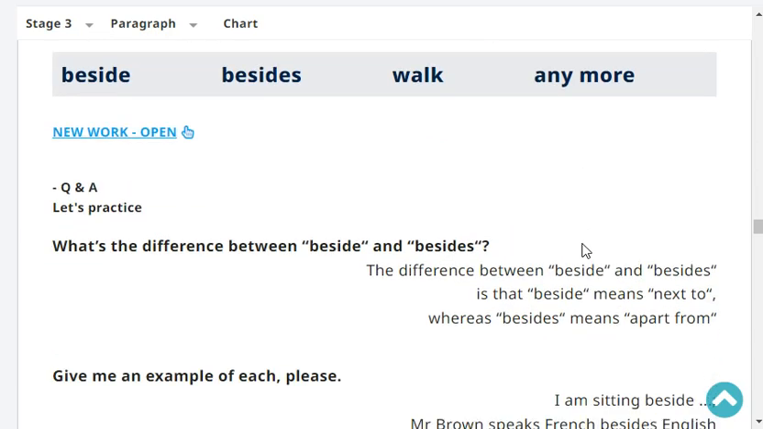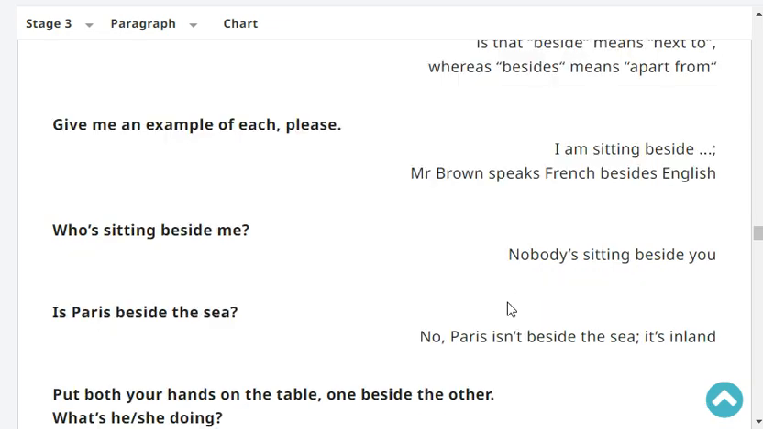What's the difference between beside and besides? The difference between beside and besides is that beside means next to, whereas besides means apart from. Give me an example of each, please. I'm sitting beside you. Mr. Brown speaks French besides English. Who's sitting beside me? Nobody's sitting beside you.